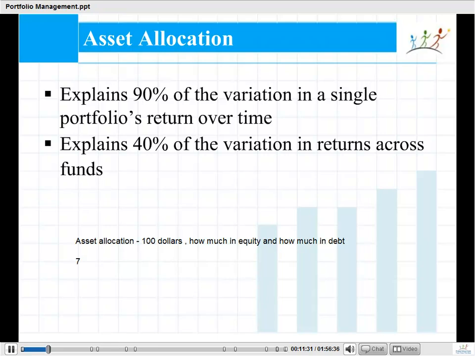So, if you take the decision of 70% equity and 30% debt, then this is the biggest call that you can take. After which, deciding which equity to invest in and deciding which exact debt instrument to invest in makes little difference.